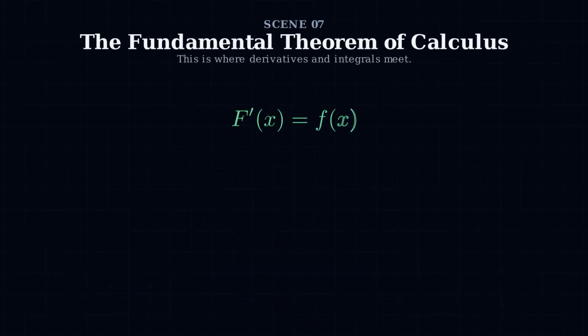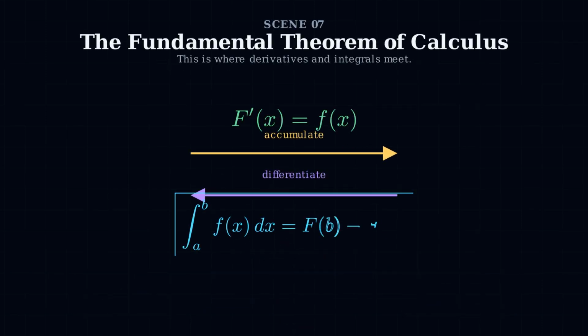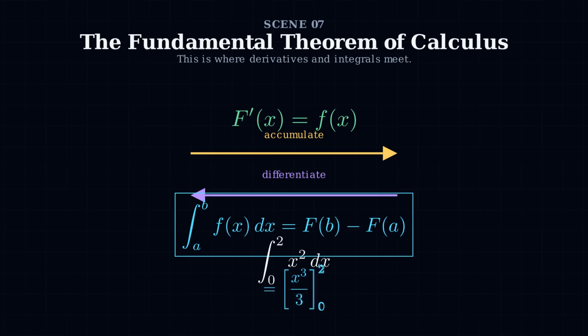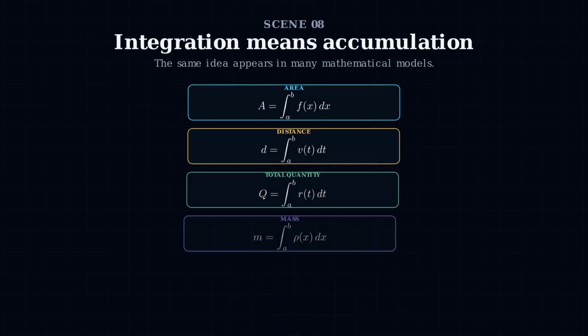The fundamental theorem of calculus connects the two. If F is an antiderivative of f, then the integral from a to b is simply F of b minus F of a. For x squared from 0 to 2, x cubed over 3, evaluated at the bounds, gives 8/3. Exactly. The same idea appears everywhere.